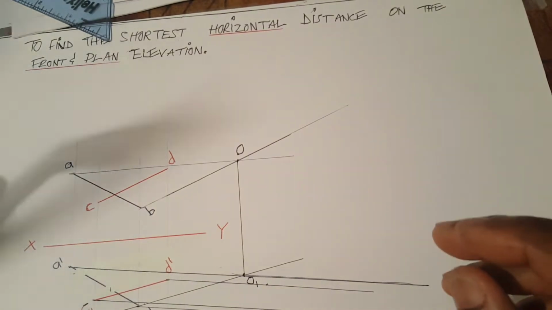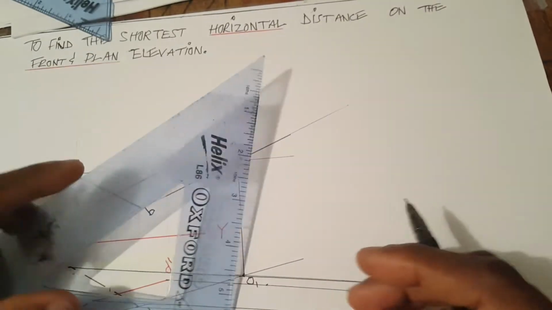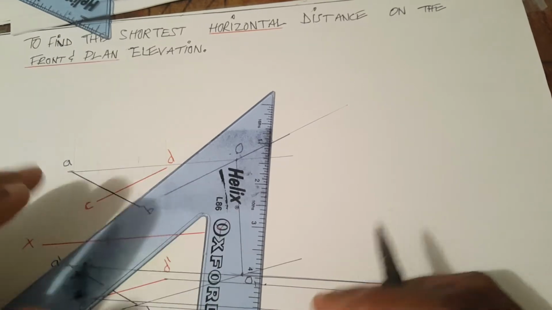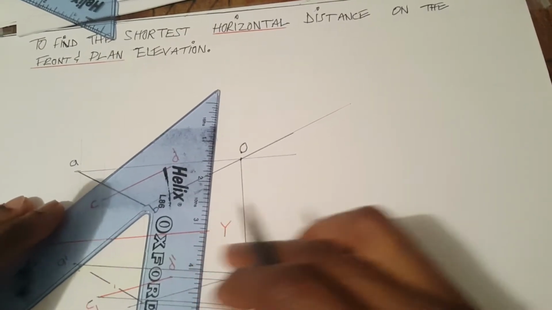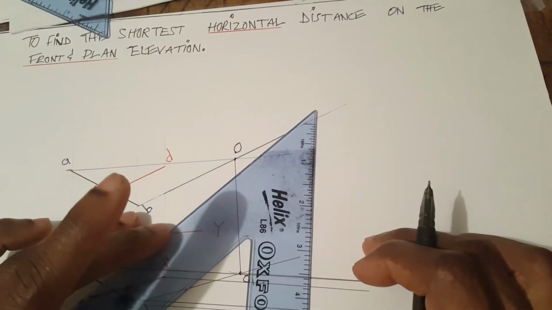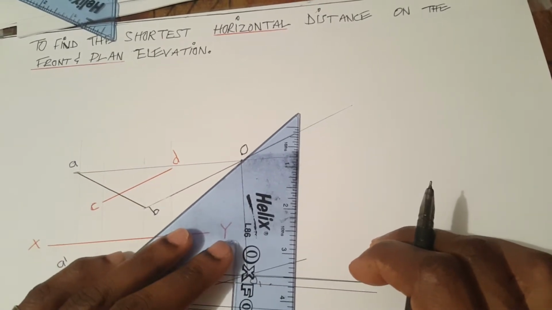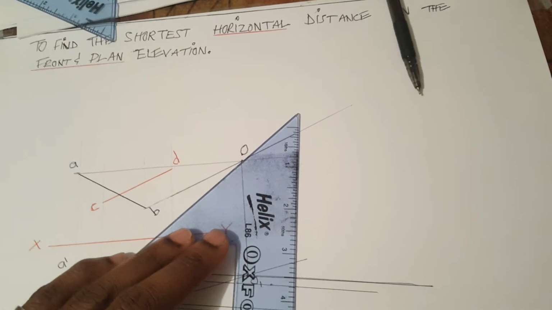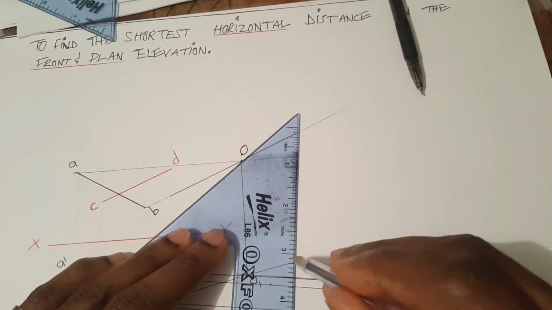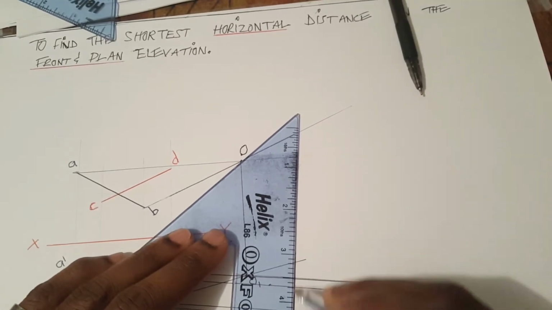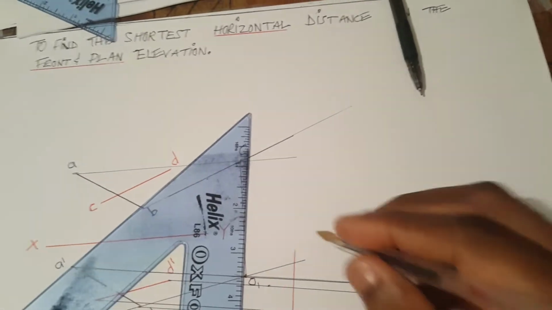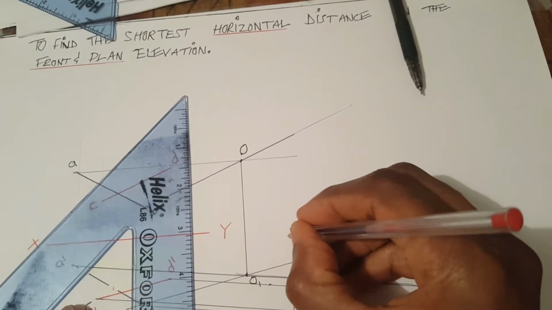So my next step is to draw a perpendicular line at a suitable distance here. So I choose to draw my perpendicular line here. This line should be perpendicular to the parallel lines that we just drew. Let's label this X1, Y1.